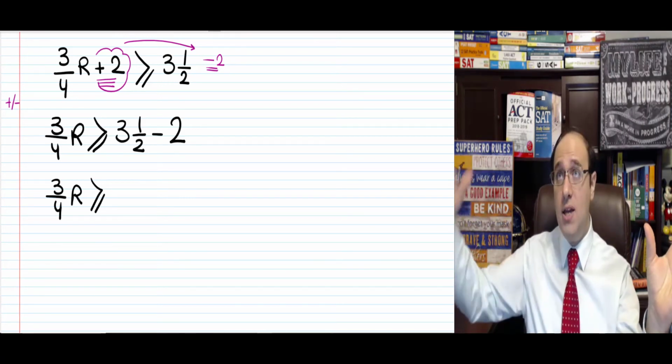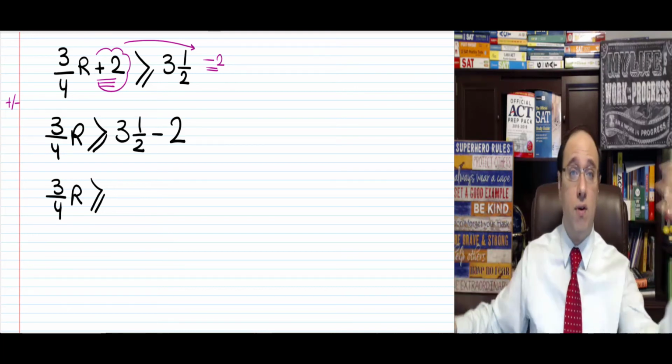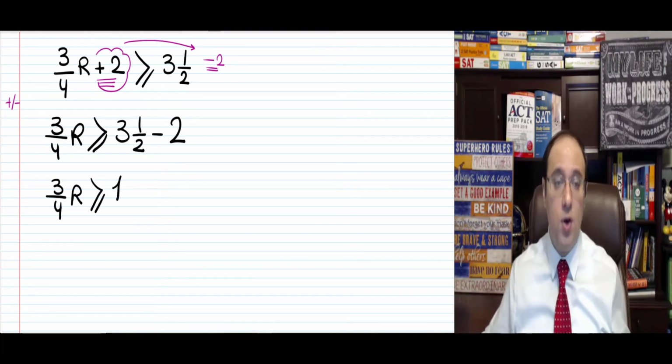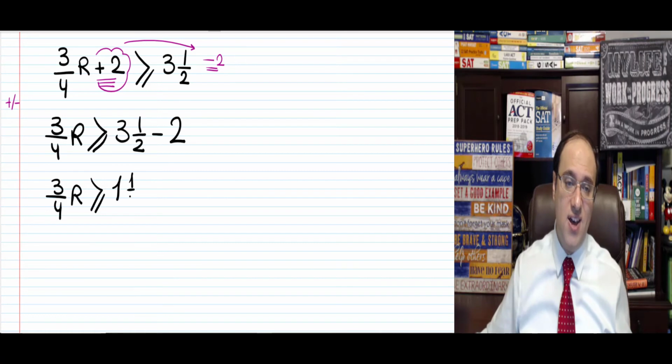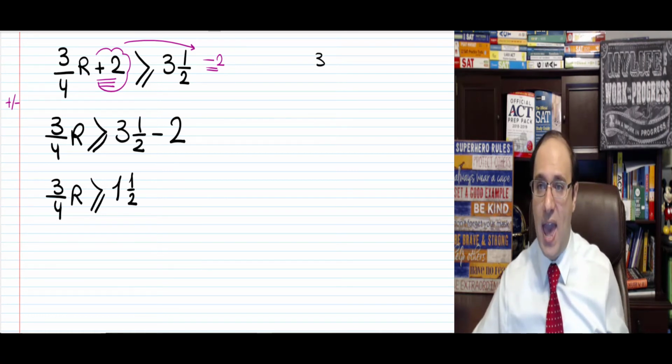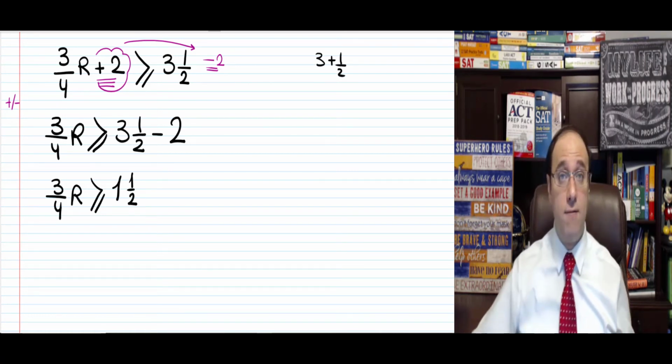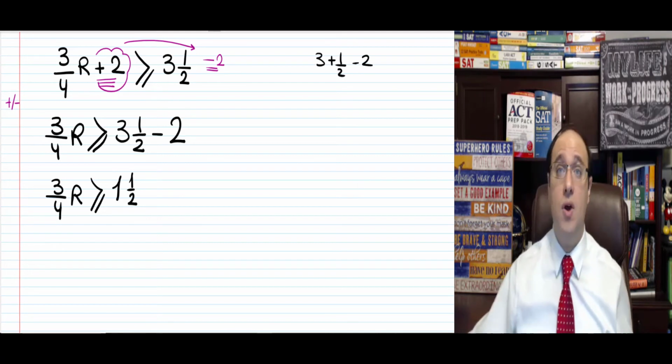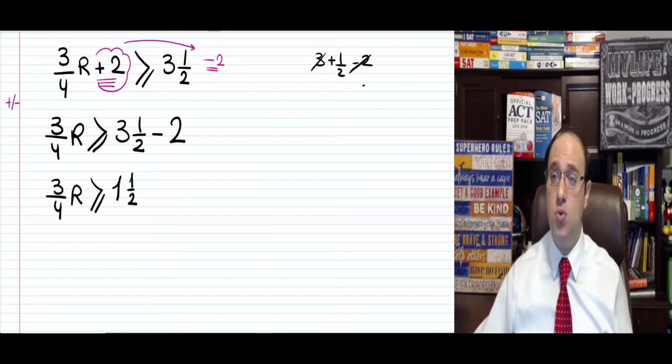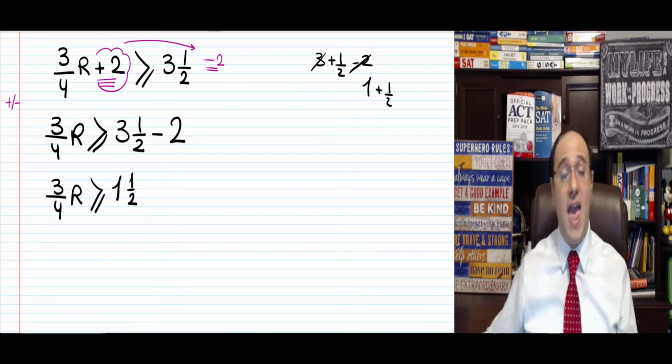3.5 minus 2. Okay, take away the 2 from the 3. You have 1. What about the half? It's still there. So it's like saying 3.5 is 3 plus a half minus 2. Okay, 3 minus 2 is 1. What about the half? It's still there. So the answer is going to be 1.5.